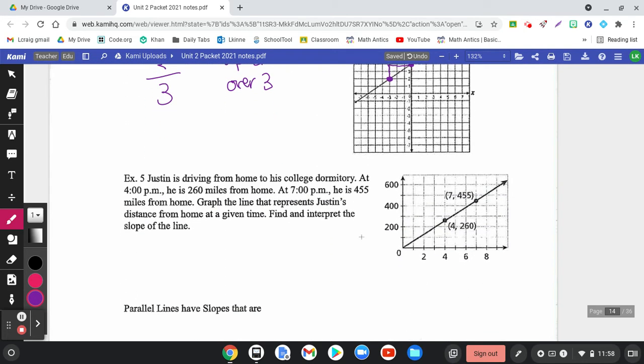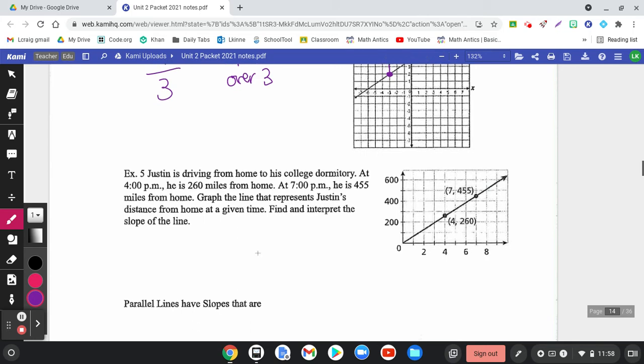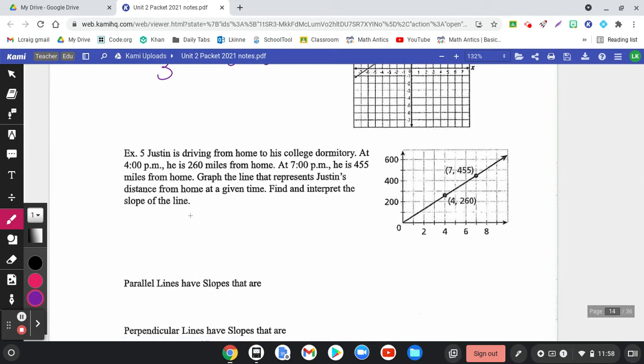Little word problem. So it says, Justin is driving home to his college dormitory. At 4 p.m., he's 260 miles from home. At 7 p.m., he's 450 miles from home. Graph the line that represents Justin's distance from home at a given time and find and interpret the slope. All right, so there's a couple ways you can look at this. The graph's already there for you. So here's Justin at the first point, and here he is at the second point.